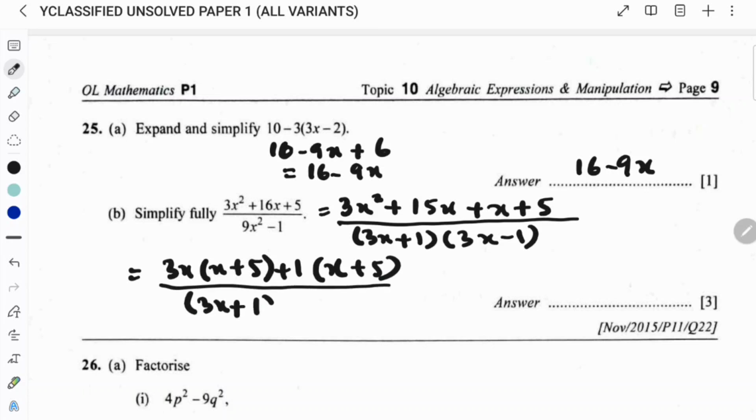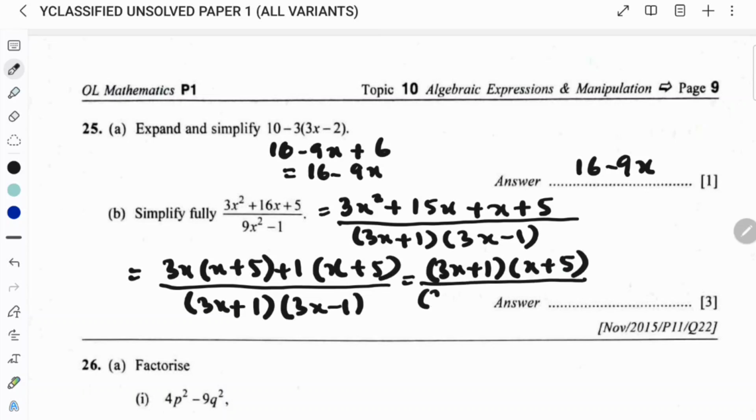Don't cancel at this step, which is wrong. When you factorize completely, then cancel it. So (3x plus 1)(x plus 5) over (3x plus 1)(3x minus 1). Now you can cancel 3x plus 1 and the remaining will become x plus 5 upon 3x minus 1. Okay, so this was your question number 25.